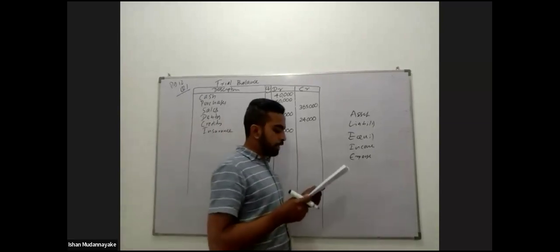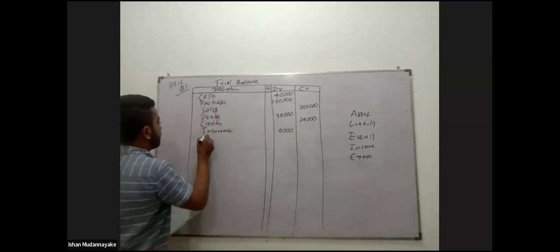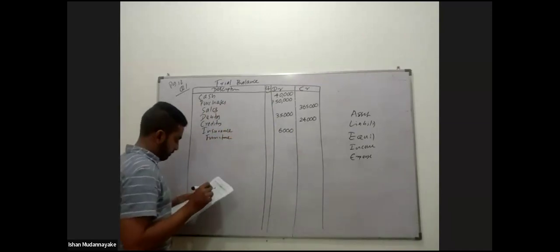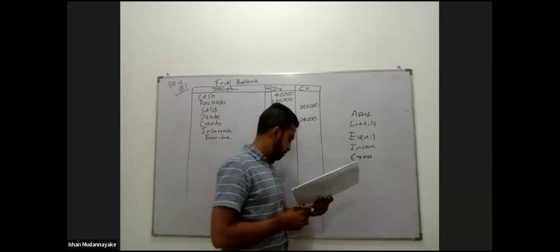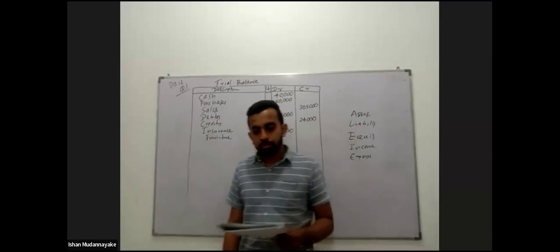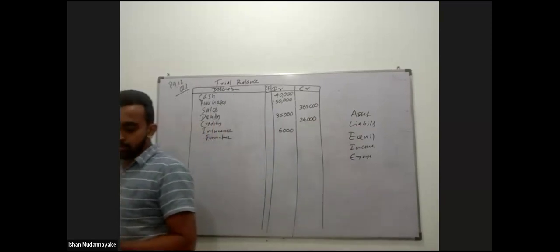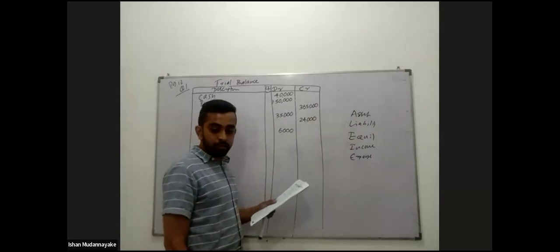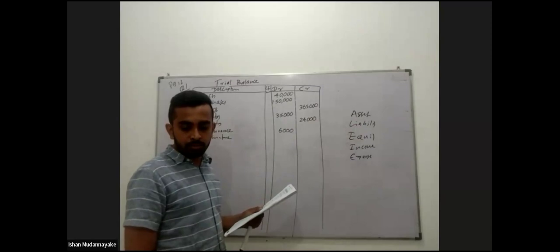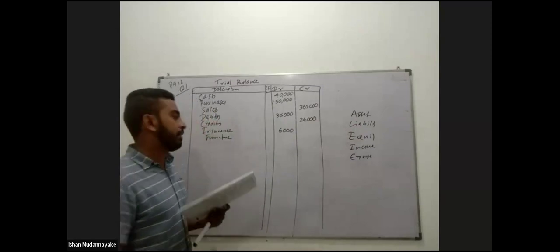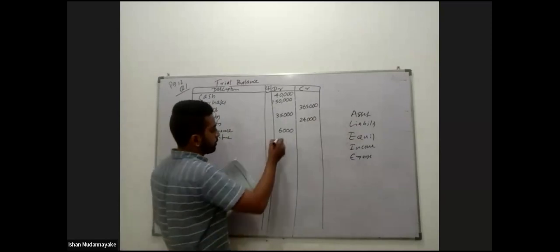Right. Furniture, 20,000. Furniture: debit side or credit side? Assets. Assets are then in the debit side. So furniture, 20,000, debit side.